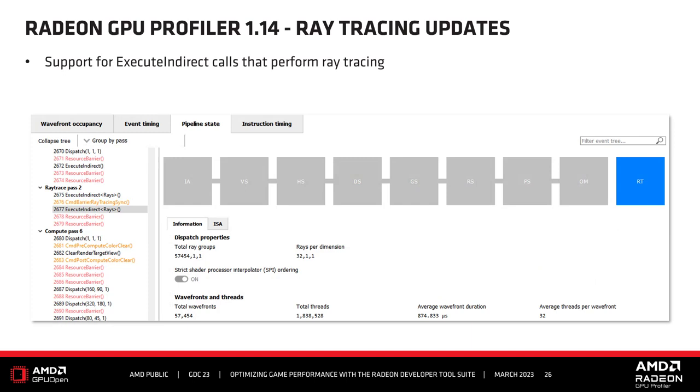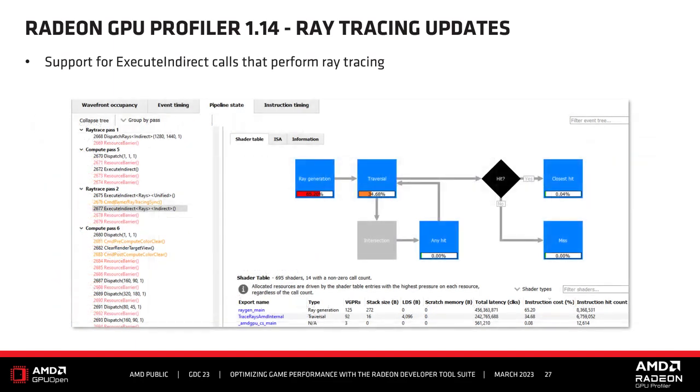Another recent enhancement to the ray tracing feature set in RGP is support for ray tracing events initiated by an execute indirect call. In earlier versions of RGP, while these events were identified as ray tracing events, the pipeline state pane did not show the ray tracing flowchart or shader table like it did for dispatch rays calls. Now, RGP treats execute indirect events and dispatch rays events the same. In both cases, when the indirect compilation method is used, you can see the ray tracing pipeline flowchart, which lets you know which stages of the pipeline are the most expensive.